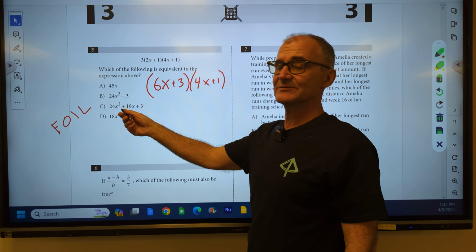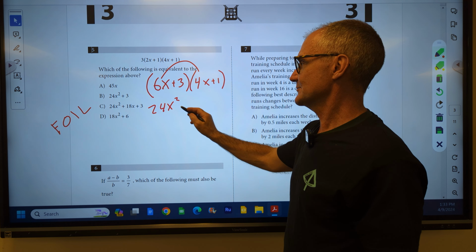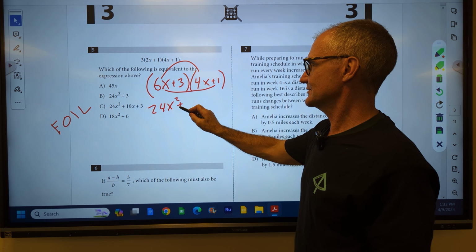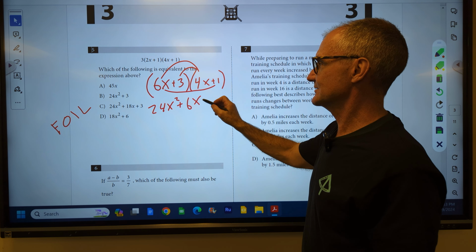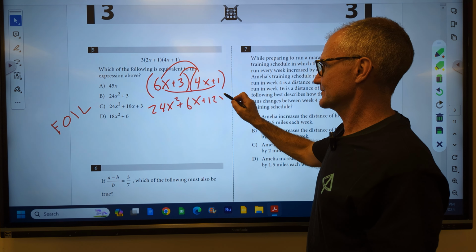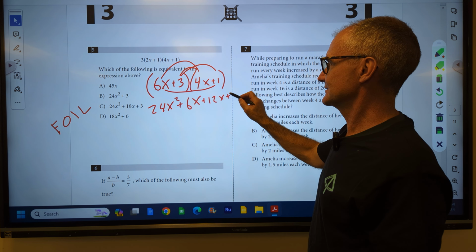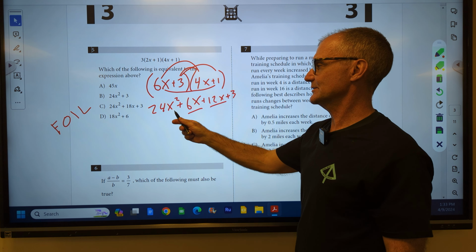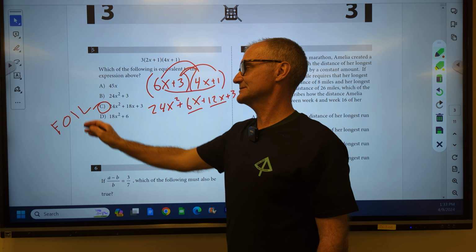But I multiply my first terms together to get 24x squared. My outer terms together, 6x times 1, 6x. My inner terms together, 12x. And then my last terms together, 3. So I combine similar terms to get 24x squared plus 18x plus 3, answer C.